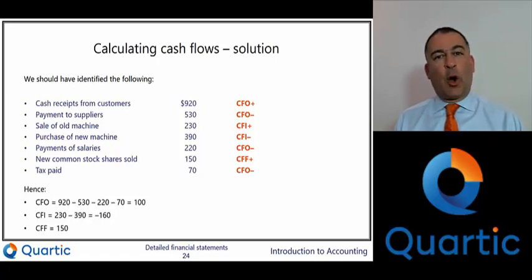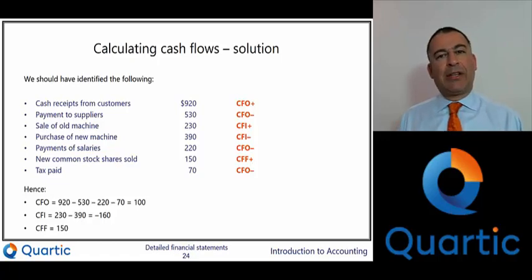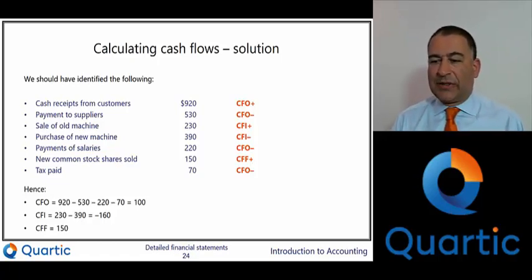Payment of salaries is operating cash flow, it's cash out. New common stock shares sold, we're selling shares, which means cash comes in, so positive CFF. And we're paying tax, that is CFO, that's going out. And if you add those up, your operating cash flows are plus 920 minus 530, minus 220, minus 70, and that comes to 100.